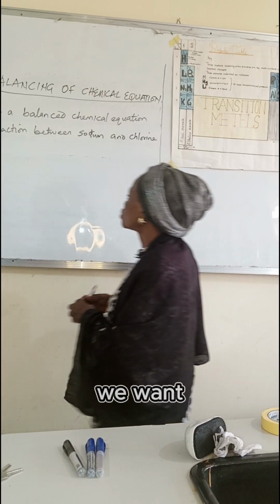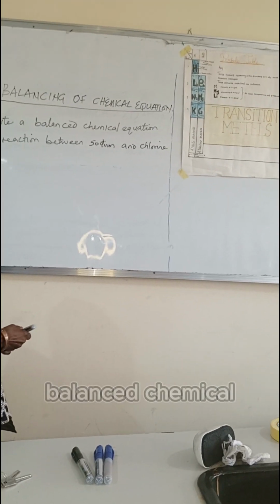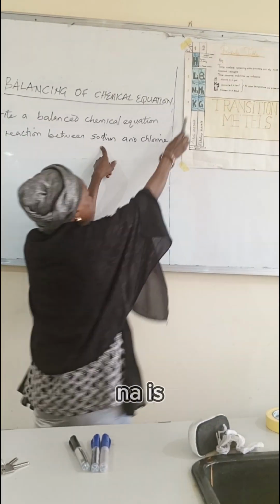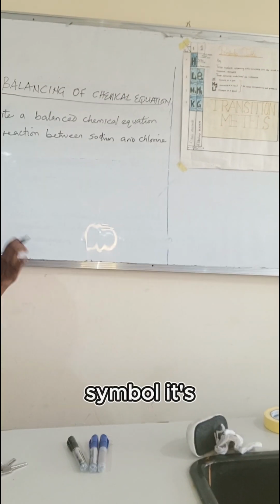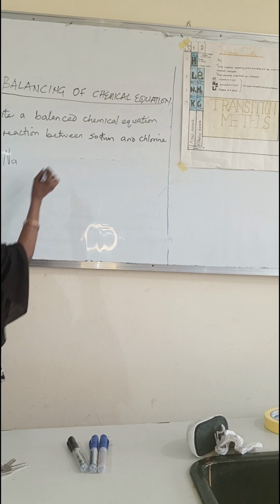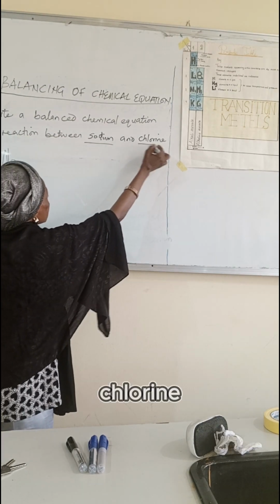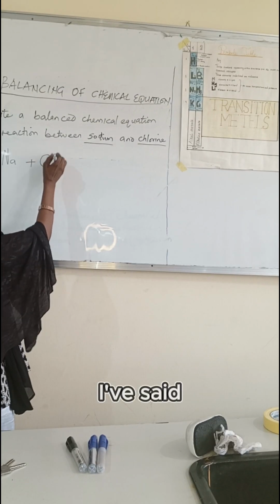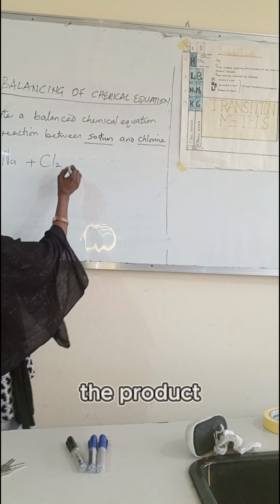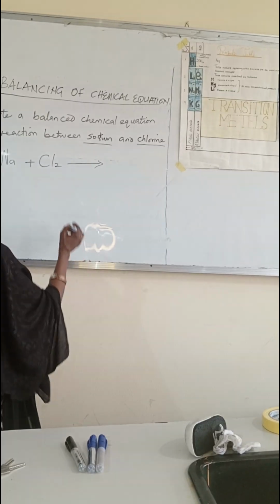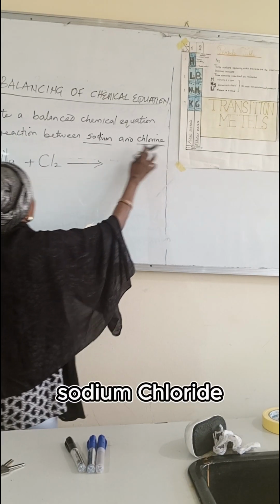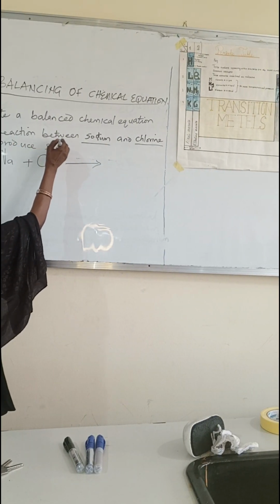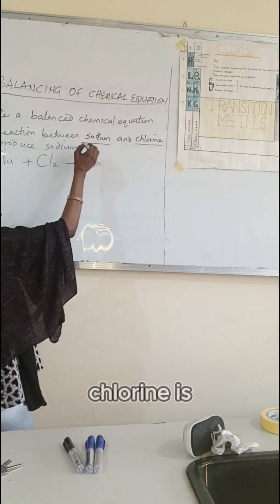Now look at what we want to do as an example. Write a balanced chemical equation of the reaction between sodium and chlorine. You can see sodium, Na, is in group 1. So you write the symbol. It's going to be sodium. Then chlorine is going to be Cl2, as I've said. The product that this will produce is going to be sodium chloride. The combination of sodium and chlorine is sodium chloride.